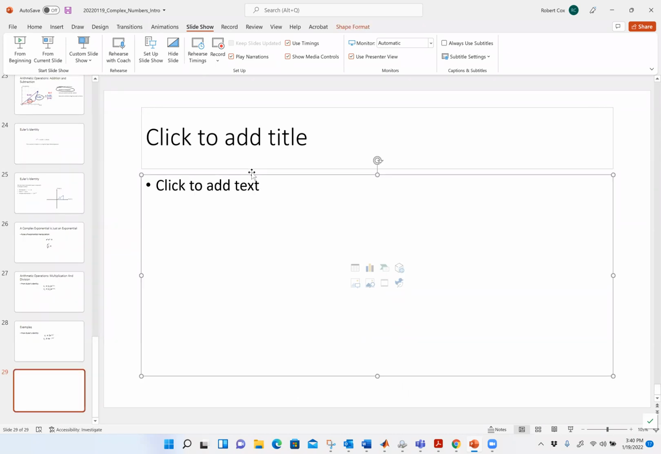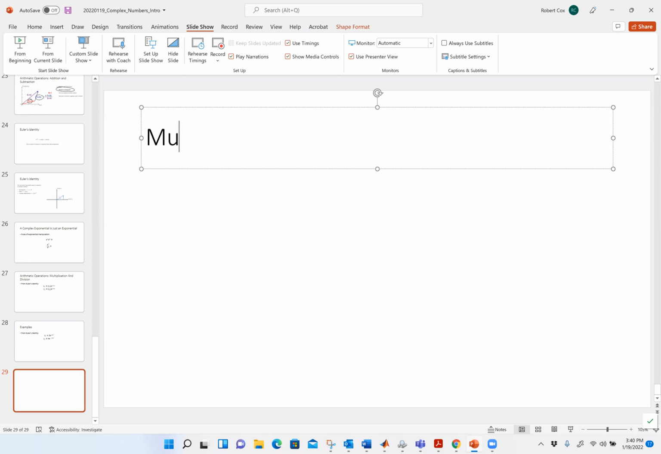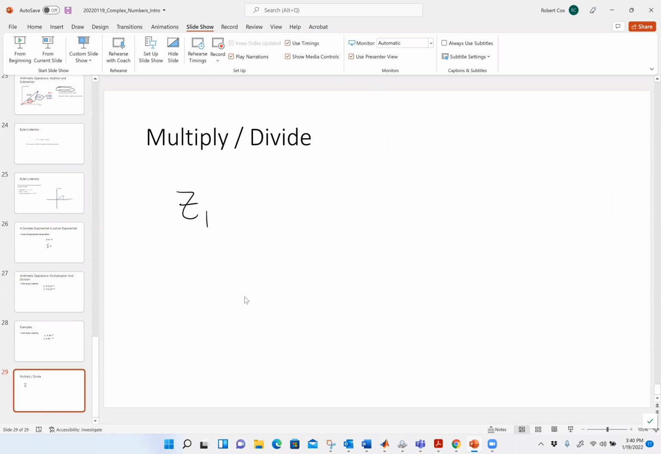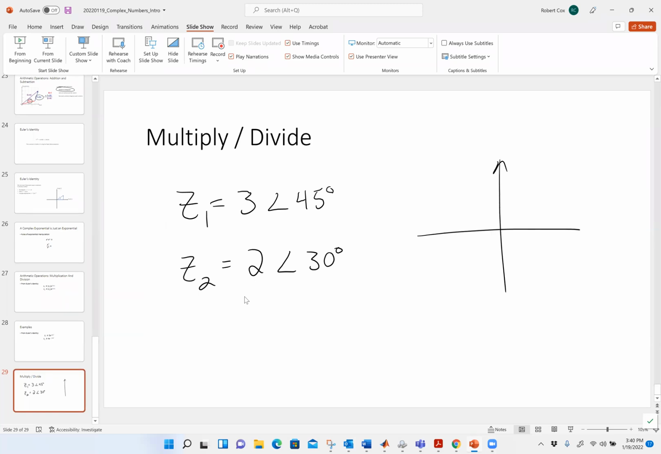All right. Let's say I want to multiply or divide. And let's say I've got two complex numbers. Let's say I have Z1 equals 3 angle 45 degrees, and Z2 equals 2 angle, I don't know, 30 degrees. If I said, where are those two vectors? Let's draw them. Where would 3 angle 45 degrees be?